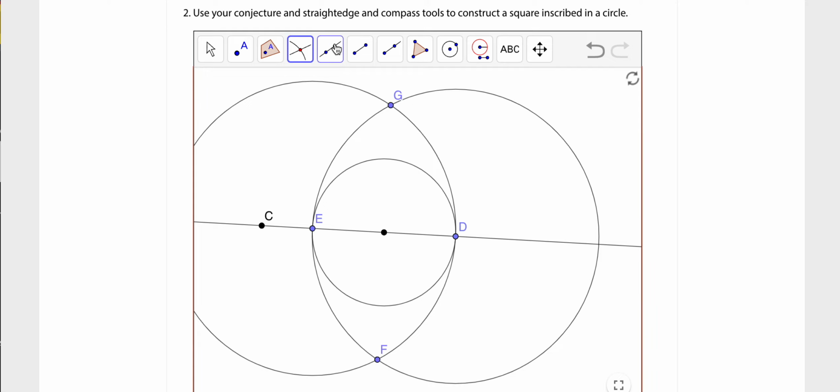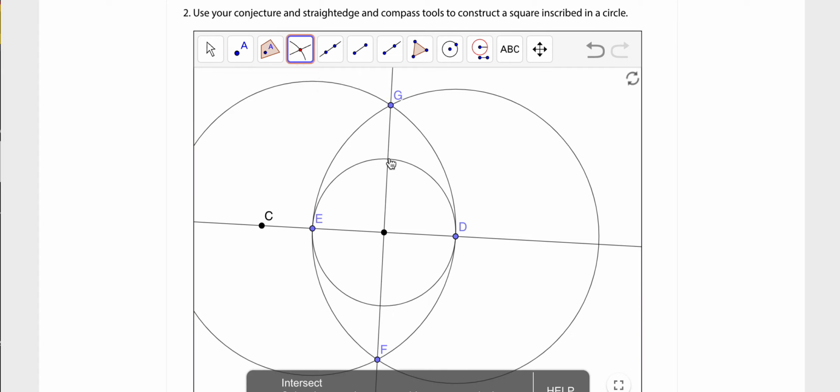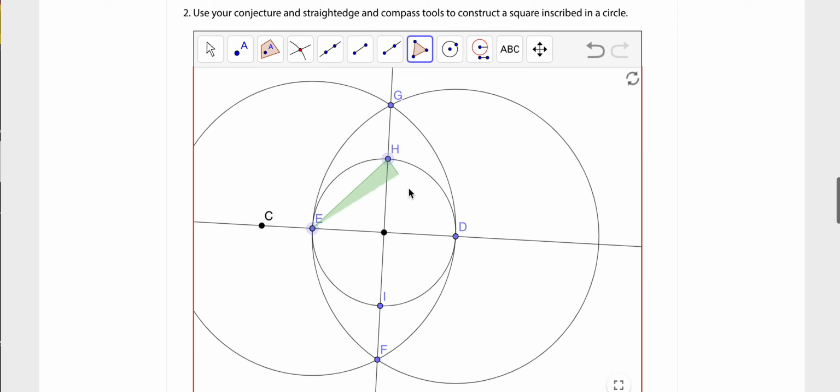So we're going off those conjectures about the diagonals being perpendicular and bisecting each other. Now, by definition, if I've created the perpendicular bisector, these 2 diagonals are perpendicular, and by definition of a circle, all of these points are the same distance from the center. So we should be able to quickly construct our square with these 4 points.